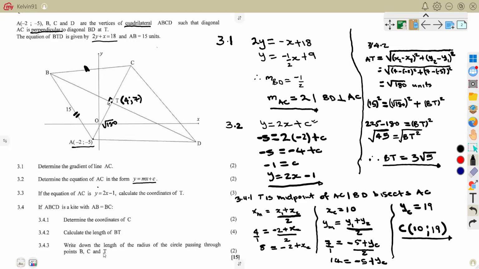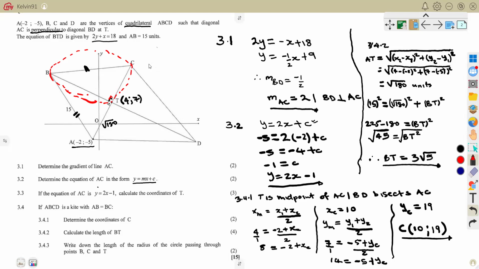Then it's saying write down the length of the radius of a circle passing through B, C, T. They say write down the radius of a circle passing through these points B, C, T. If we put a circle passing through BCT, since we already know here it's 90 degrees, we can conclude that therefore BC must be the diameter of the circle.